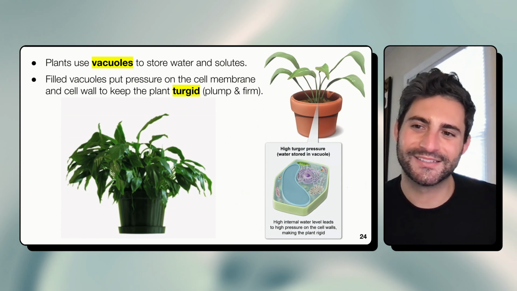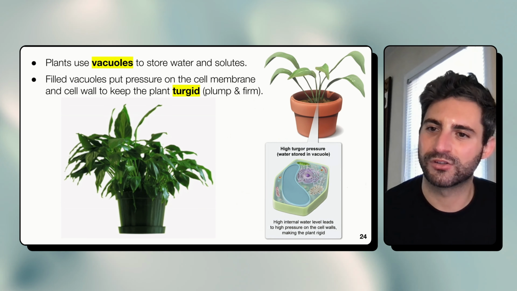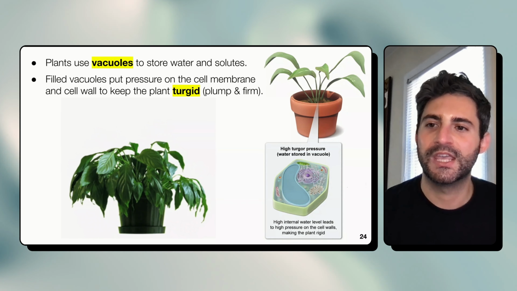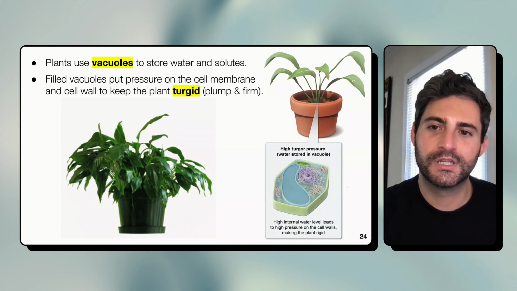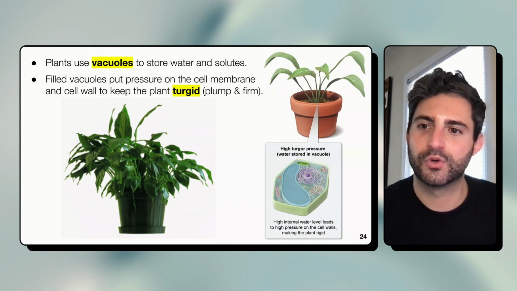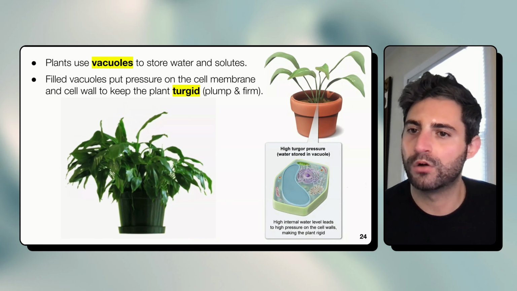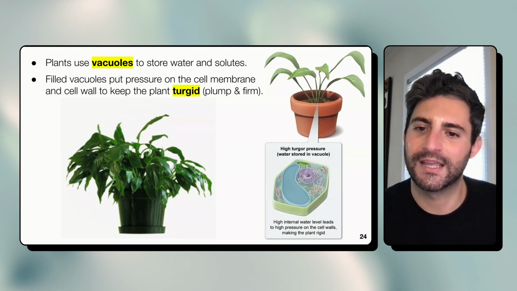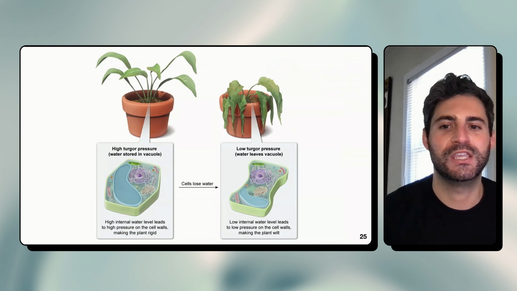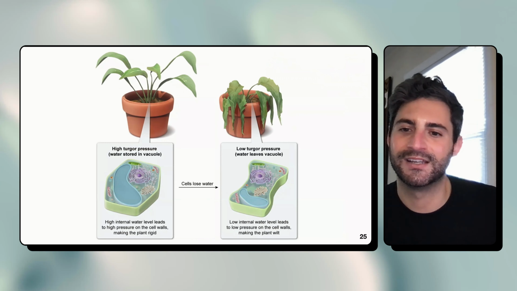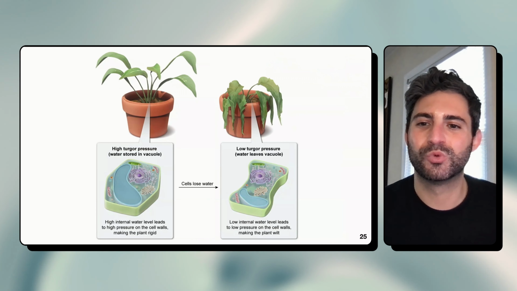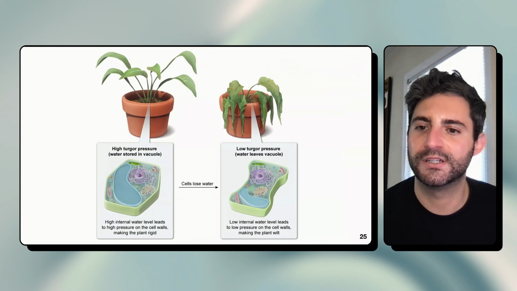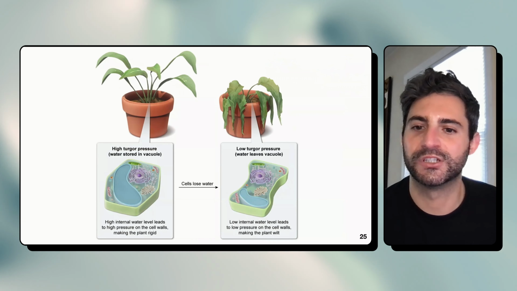Plants have internal structures called vacuoles, which are known to store water and solutes. If the vacuoles are filled, then the filled vacuoles will put pressure on the cell membrane and the cell wall, and that will keep the plant turgid, or plump and firm, and stay upright. And if the amount of water inside the vacuole goes down, then plants will lose their turgor pressure and the leaves will become wilted and the plant will eventually die.